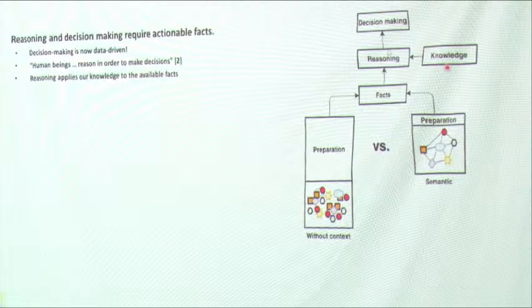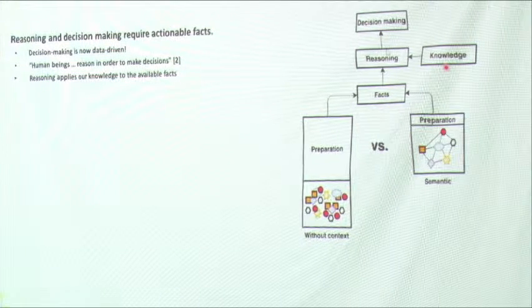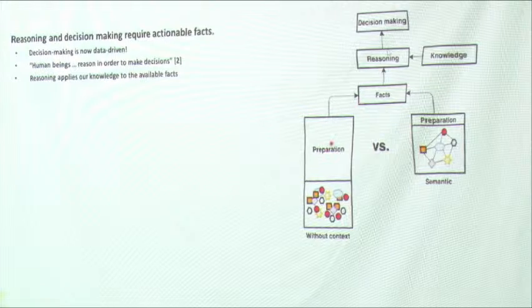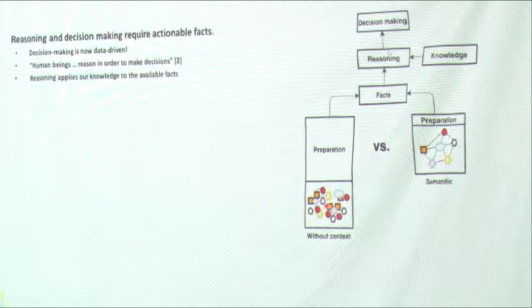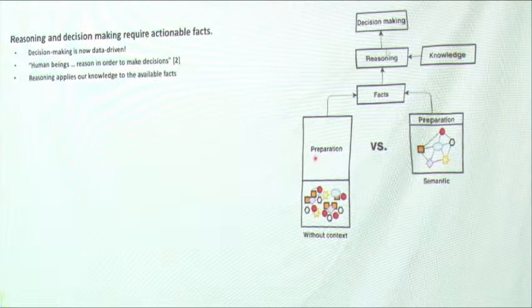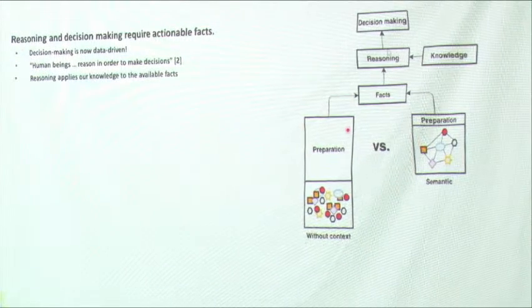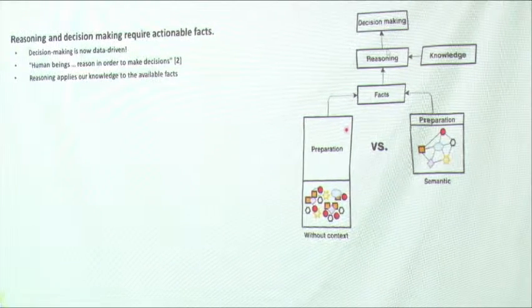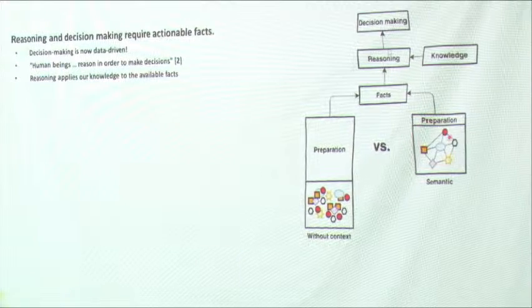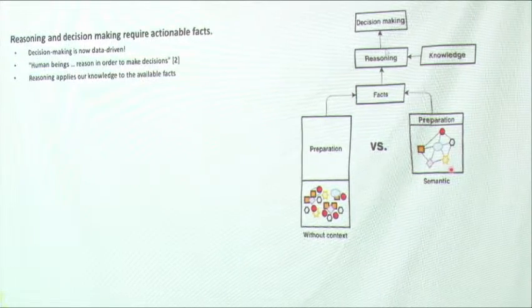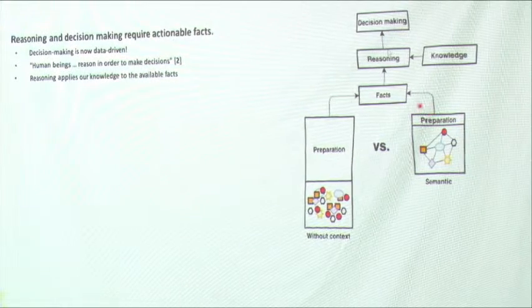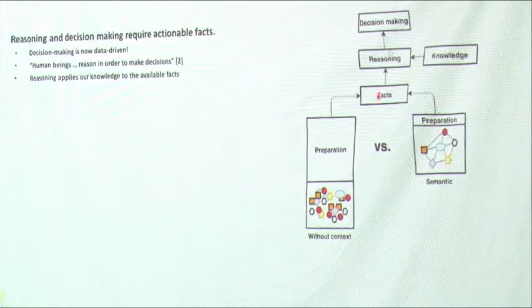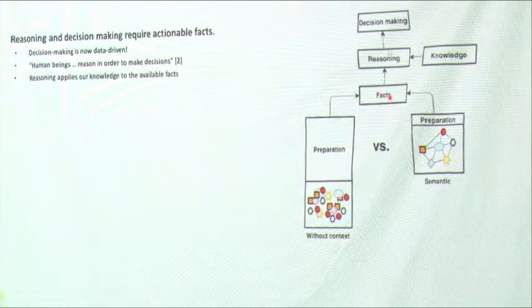The problem sometimes is that data that is raw and not prepared requires a lot of processing in order to get to a point where you can use it. In contrast, when the data is already semantic, that means it has explicit context, and the preparation becomes much lighter, and you can basically almost directly use the data as a given fact.